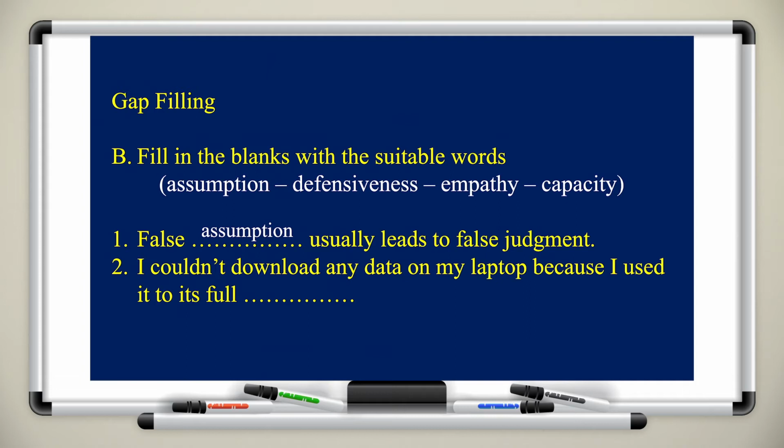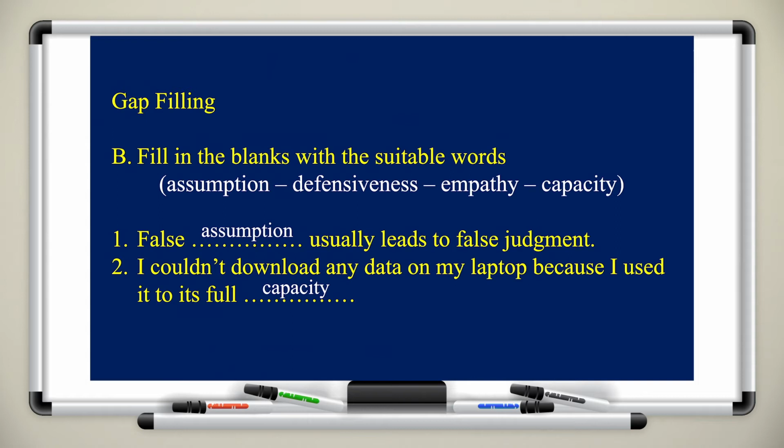How about the second sentence? I couldn't download any data on my laptop because I used it to its full blank. Now, let's read the words again. The first one is assumption. We already used it, so we have to cross it. Look at the others: defensiveness, empathy, and capacity. The correct answer, or the suitable answer, is capacity. I couldn't download any data on my laptop because I used it to its full capacity.